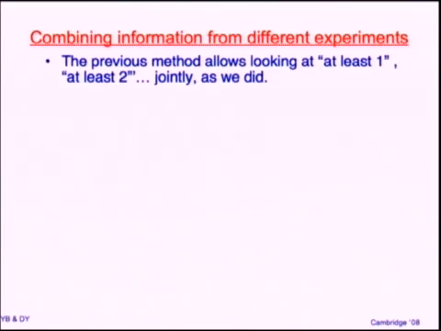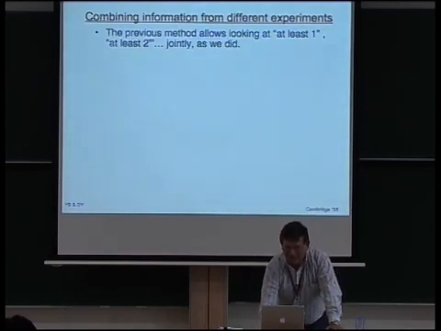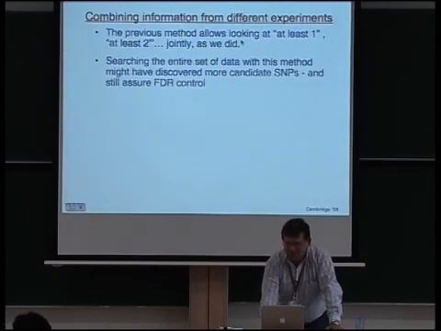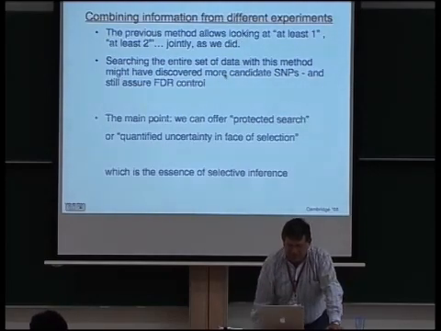I looked at at least 1, at least 2, at least 3. Is it legitimate? I'm doing each one with FDR separately. The previous method allows looking at at least 1, at least 2 jointly, and so on, and we can discover more.